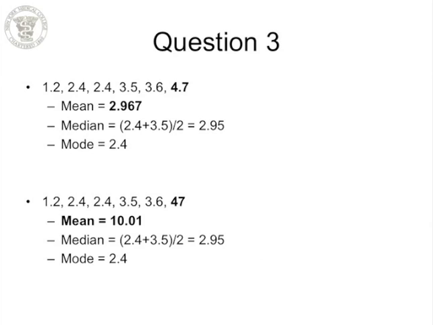And this is why. If you take your numbers and add them all together and divide by the number of samples, you get a mean of 2.967. The median, again, is the average of the two middle numbers, and the mode is the most common number shown. However, in the second set of numbers, with 47 as our outlier, the mean equals 10.001, or almost 3 to 4 times larger than the mean from the first set of numbers. The median is calculated and is unchanged, and the mode is calculated and unchanged.